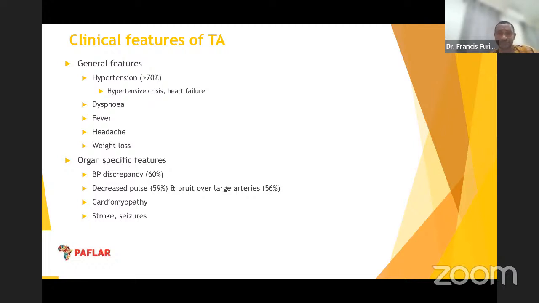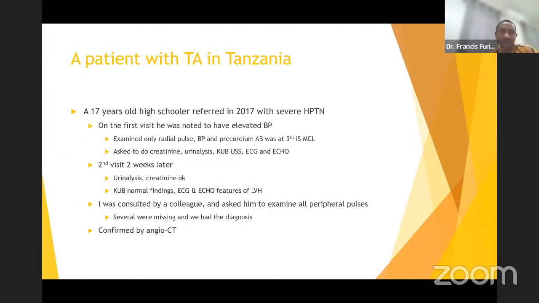So before I go on, I would like to share with you the first patient that came to us with Takayasu arteritis. He was 17 years old, a high schooler, referred to us because of severe, uncontrolled high blood pressure. On the first visit, he had elevated blood pressure. I examined him. The only things that I examined were his right radial pulse and his blood pressure.